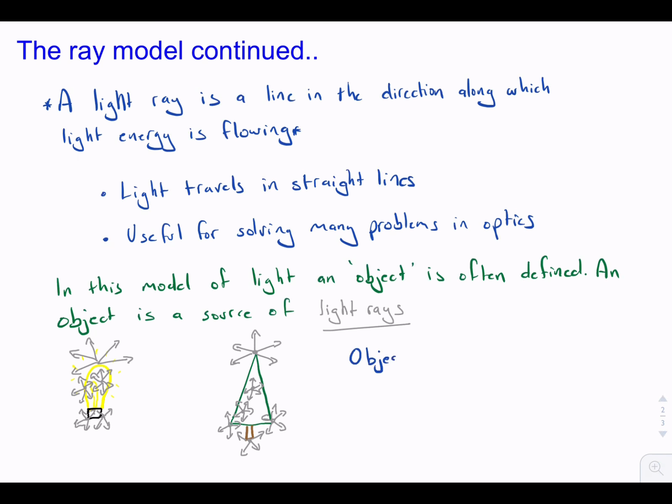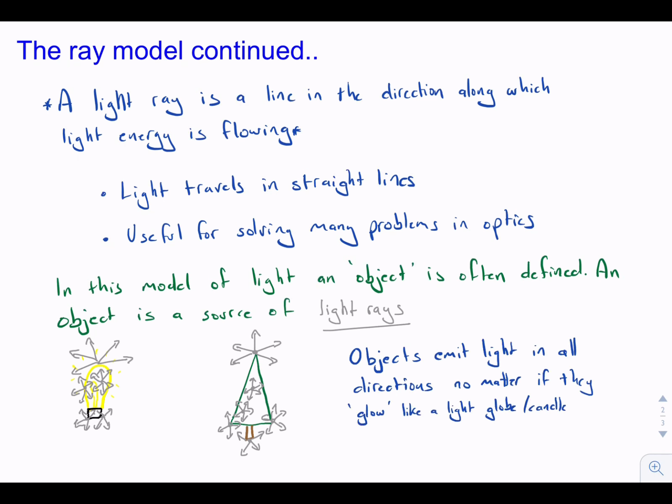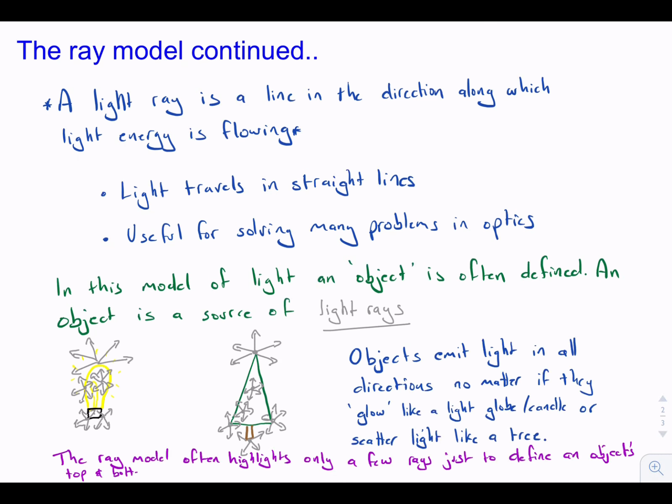The light model that we often see drawn highlights only a few of these rays, and we do this to define an object's position, generally their top and bottom. But we should remember that there's a whole plethora of rays in between. I really want to emphasize that a ray diagram does not imply that the rays we draw are the only light rays present.